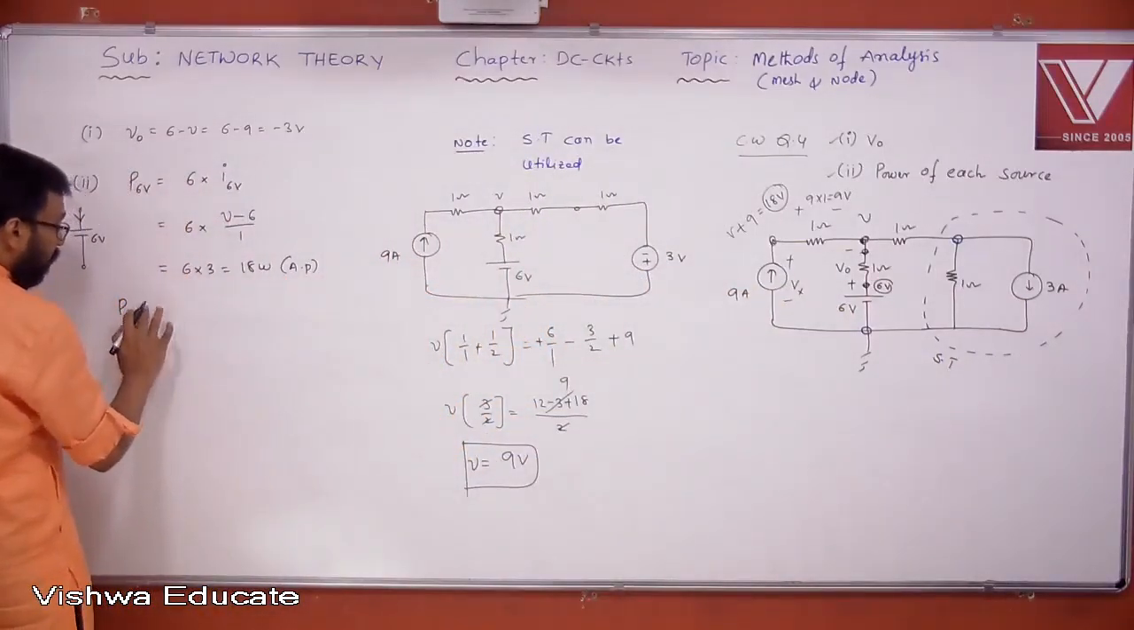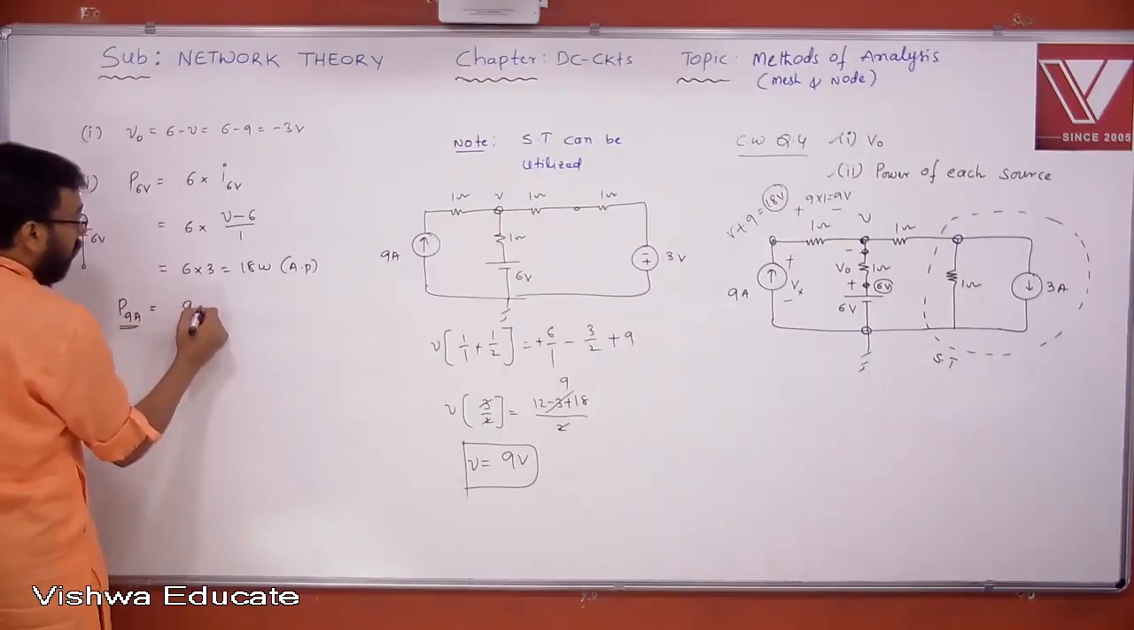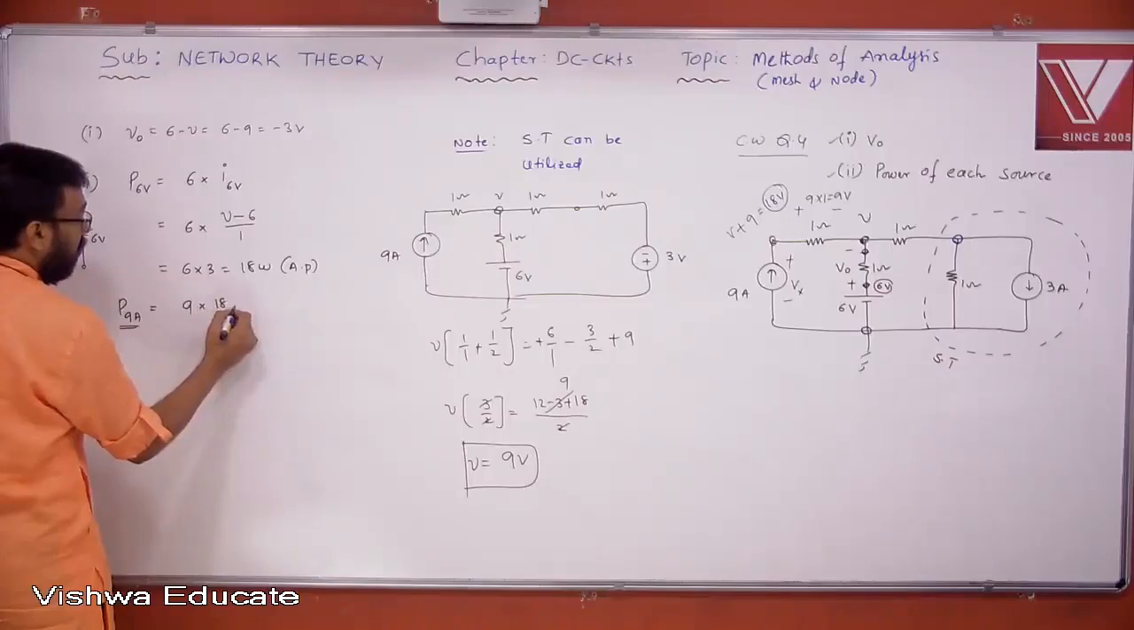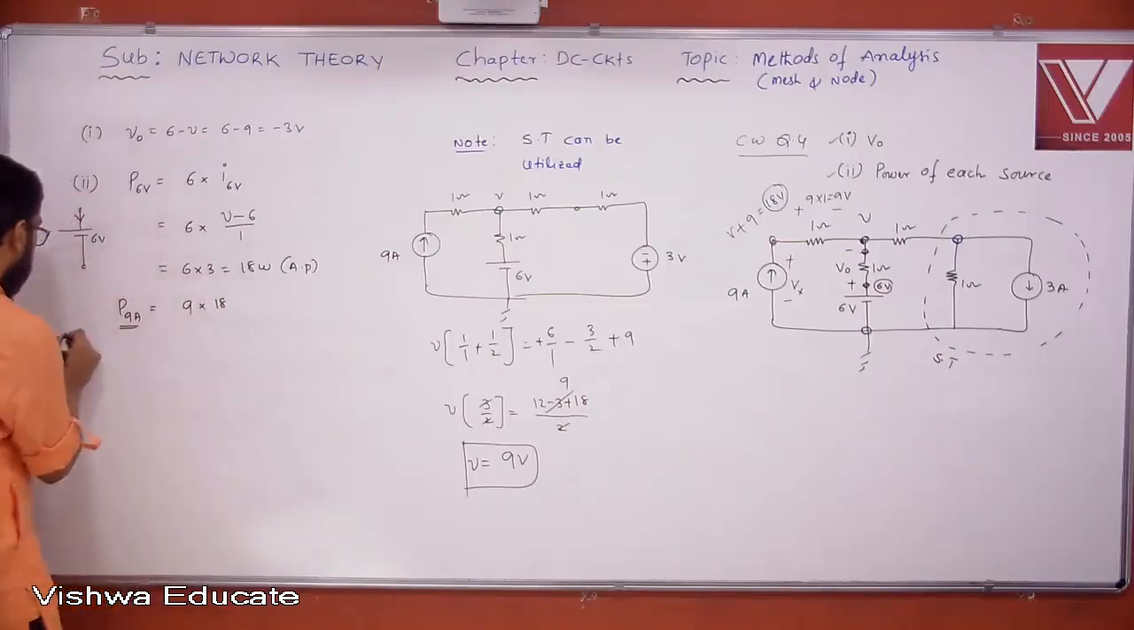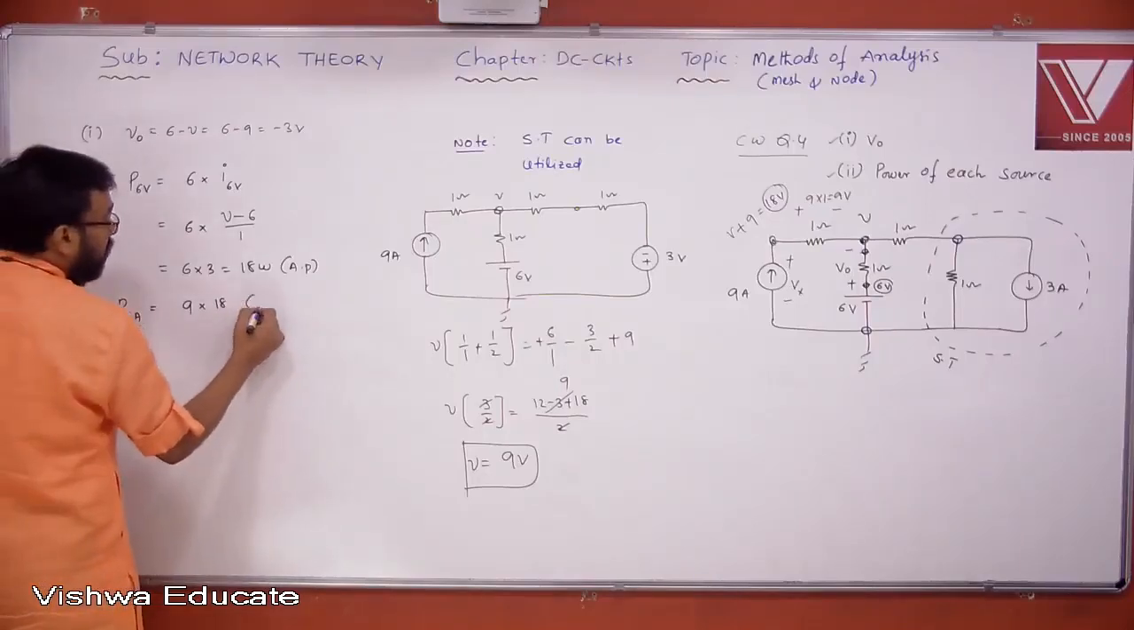Therefore, the power of the 9 ampere source is 9 into 18. Whether this is supplied power or absorbed power: what is this, supplied or absorbed? The polarity of the 18 volts is like this, and this is 9 ampere. The current is leaving from the positive terminal, therefore it is supplied power.